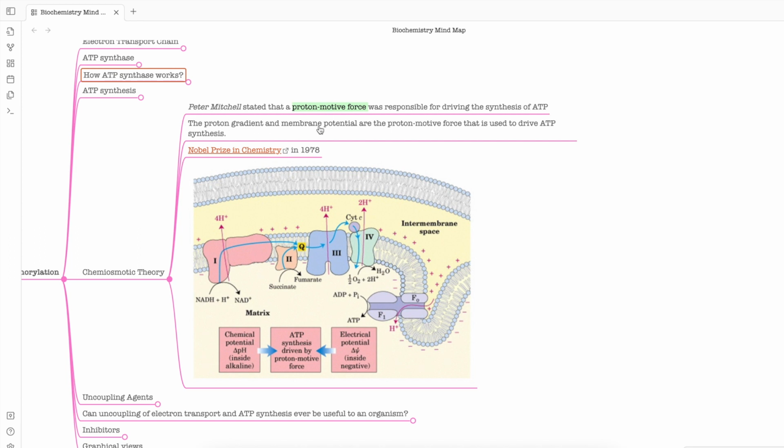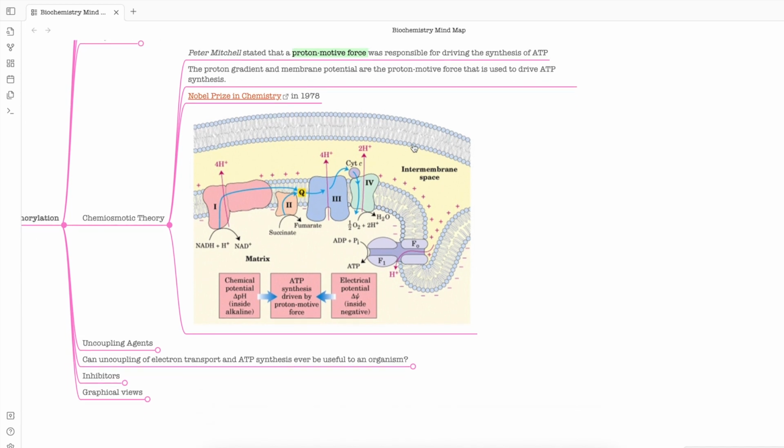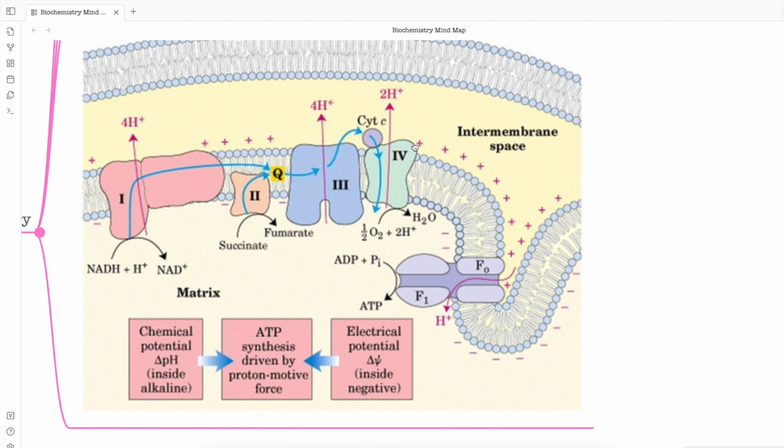The proton gradient as well as the membrane potential make up the proton motive force that is used to drive ATP synthesis. Again, the same thing I have already mentioned in my previous two videos: there are basically two things. One is the chemical potential, that is pH. pH is less in the intermembrane space and pH is more in the matrix. Since H+ concentration is high in the intermembrane space, pH is low, so it has an acidic pH. And since H+ concentration is low in the matrix, pH is high, so there is a basic environment in the matrix.